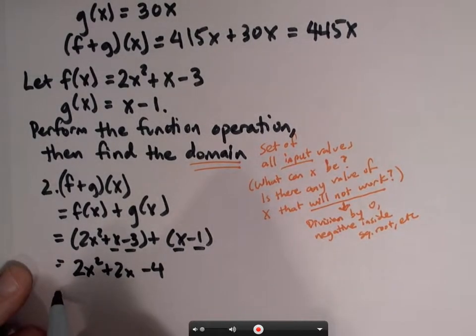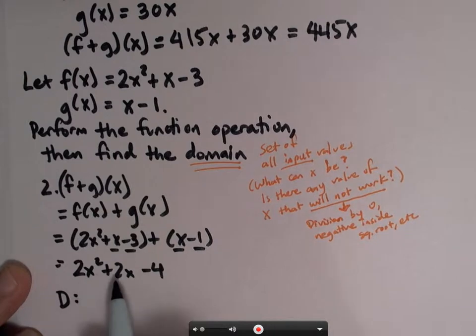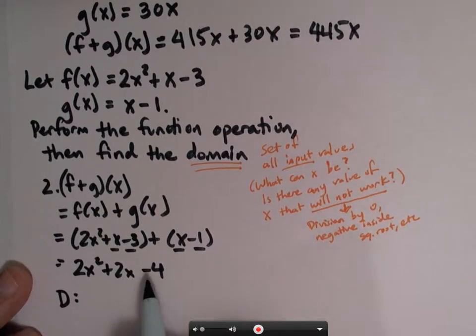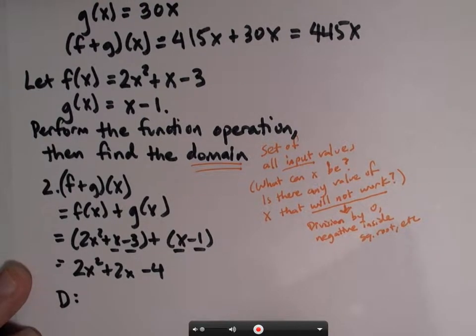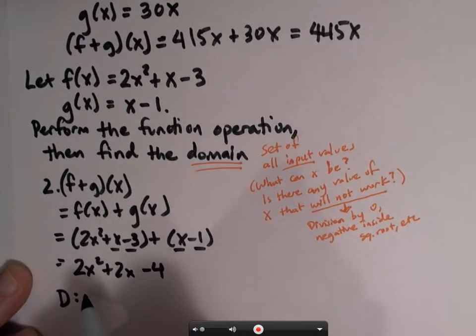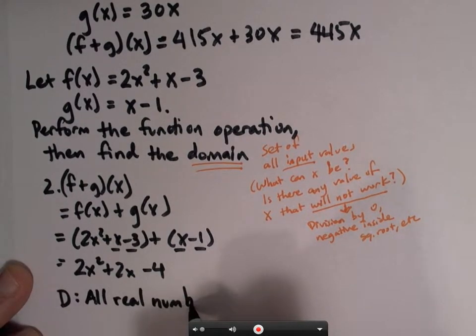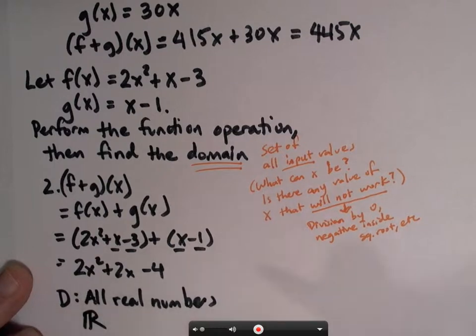Let's find our domain. Is there any value of x that's not going to work for this? I could plug in positive numbers, like 1 gets me an output, 5, 10, 30, 0 also works. If I plug in 0 here, I get negative 4 as my output. Negative numbers also work. In fact, any polynomial here is just going to be just fine. I'm not going to divide by 0. I don't have any negative square roots, anything like that. So my domain is just going to be all real numbers. Or you could just put the little R.